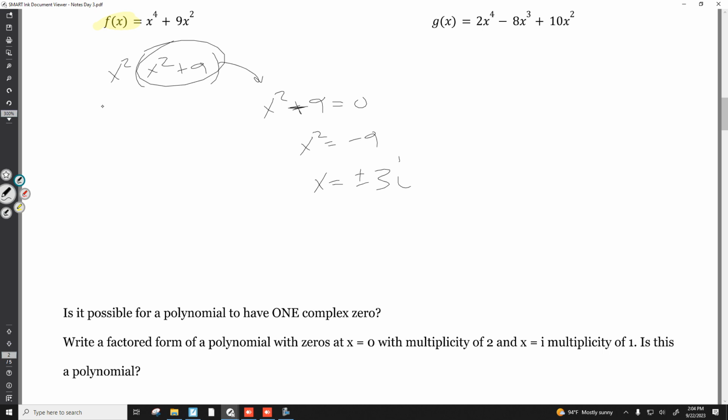So x equals 0 has a multiplicity of 2. Those are 2 of my roots. Here are my other 2 roots. Now, please tell your neighbors, what do you notice about all of these polynomials that have these complex roots? What do you notice about all the complex roots? Talk to your neighbors.